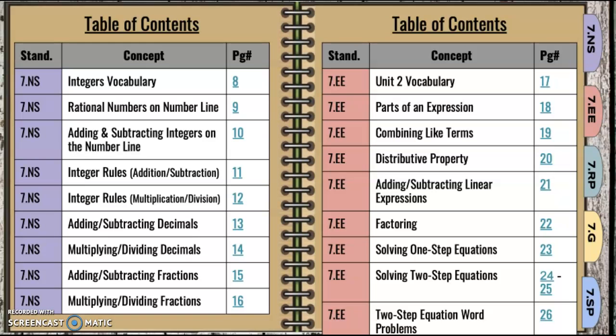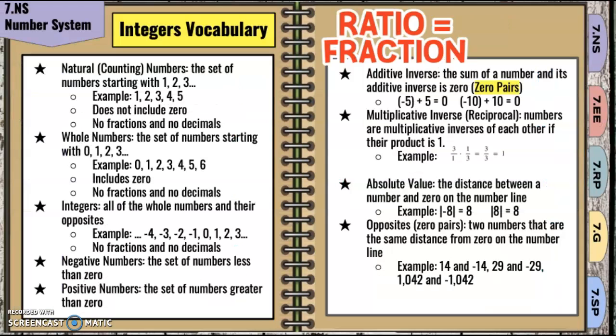And then we have our table of contents. When you're in presentation mode, in the top right hand corner, if you click on present, you can click on any of these numbers and any of these tabs. The tabs will take you to the first page of that unit. The numbers will take you to that corresponding number.